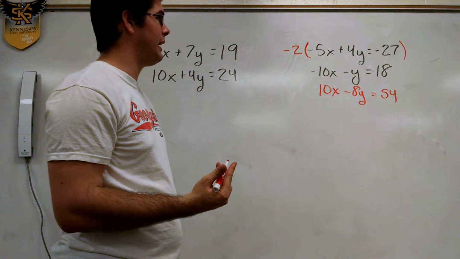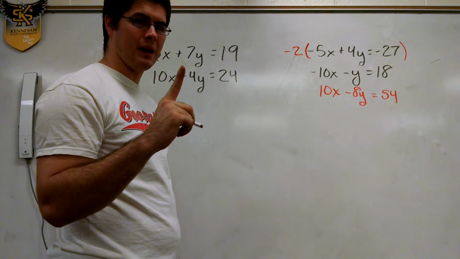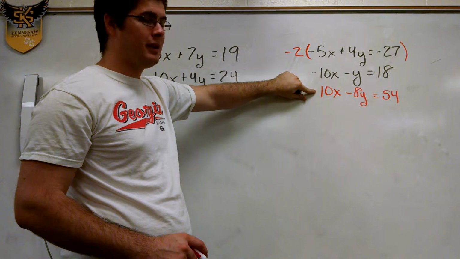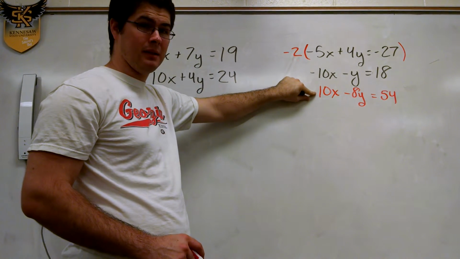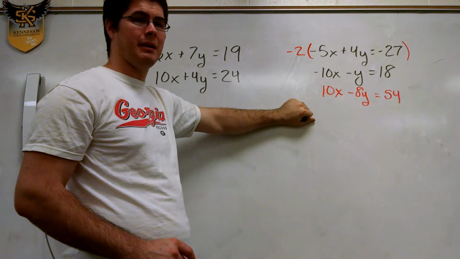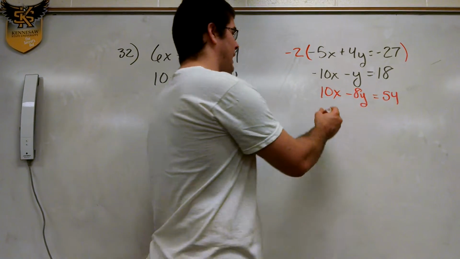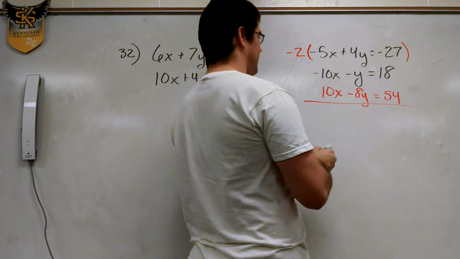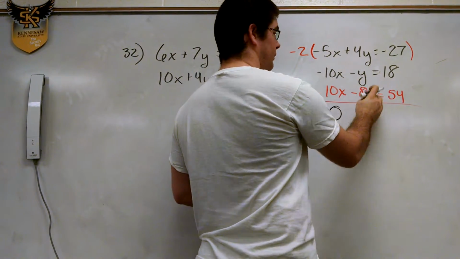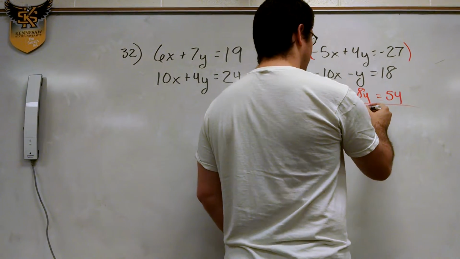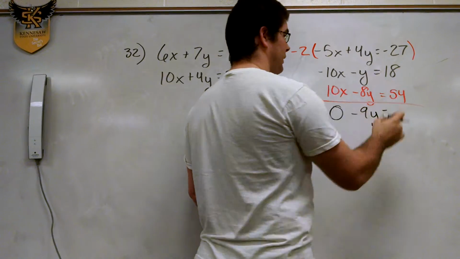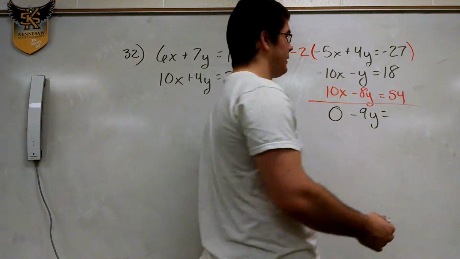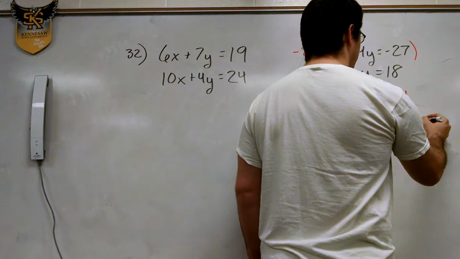And so now if you look at it, all I did is multiply one equation by a constant. Now if you look at these two equations, I have a -10x here and a positive 10x here, which means if I add them, I'm going to eliminate the x. So if I added these together, I would get -10x plus 10x, which is 0, -y minus 8y, which is -9y, and then positive 18 plus 54 is 72.